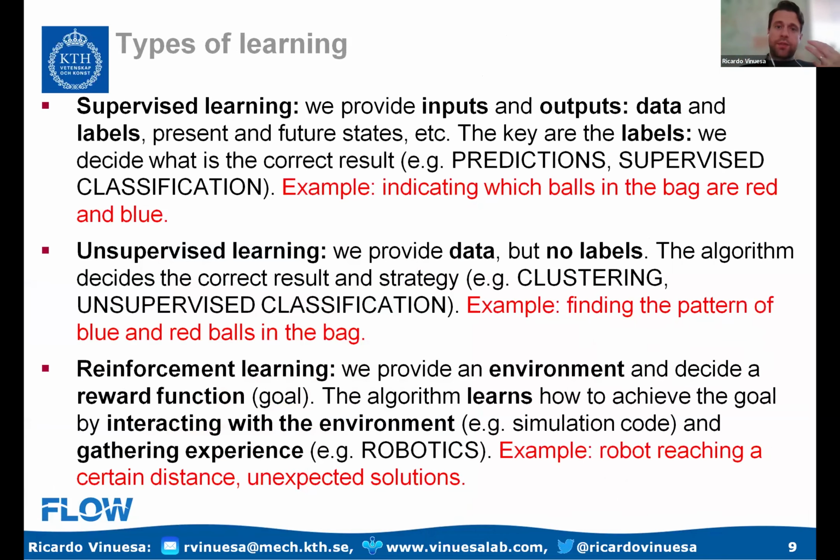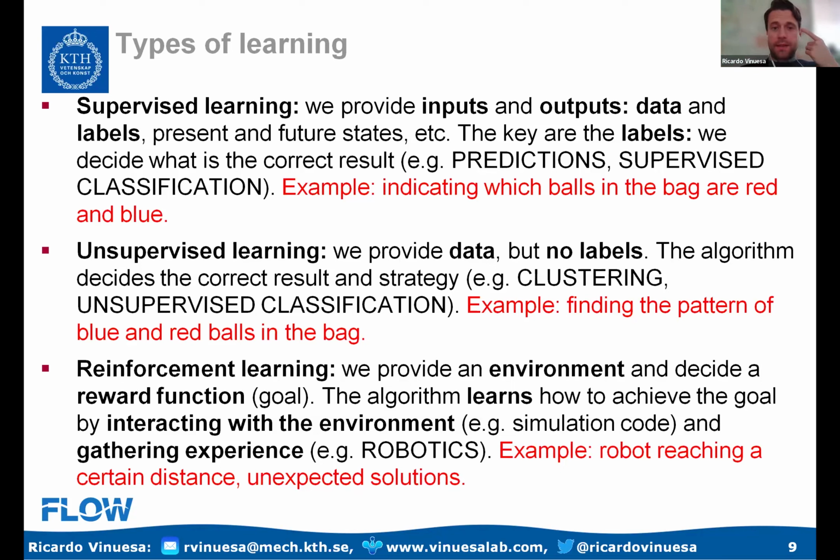There's essentially three types of learning in which you can actually train these ML algorithms. One is supervised learning, and in supervised learning, you have data that is labeled. So we have predictions or supervised classification. Basically, you have a bag full of balls, and some balls are blue, some balls are red, and I'm telling the algorithm, this is a blue ball, this is a red ball. Now find all the blue ones and all the red ones. The data is labeled.